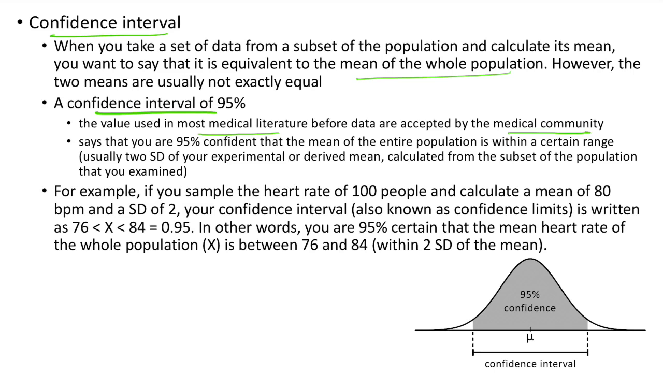A confidence interval of 95% says that you are 95% confident that the mean of the entire population is within a certain range, that is usually 2 standard deviations of your experimental or derived mean calculated from the subset of the population that you examined. For example, if you sample the heart rate of 100 people and calculate a mean of 80 beats per minute and a standard deviation of 2, your confidence interval, also known as confidence limits, is written as x is greater than 76 and less than 84 is equal to 0.95. In other words, you are 95% certain that the mean heart rate of the whole population is between 76 and 84, that is within 2 standard deviations of the mean.